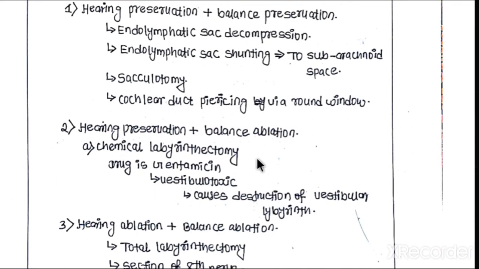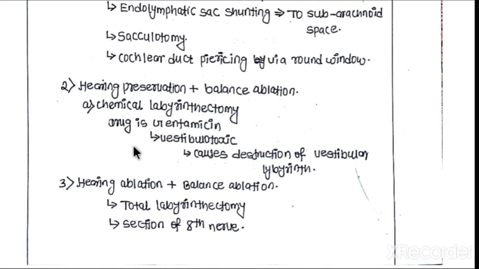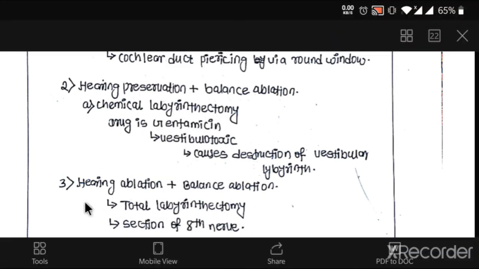Hearing preservation and balance ablation. Chemical labyrinthectomy. Drugs like gentamicin can be used, which is vestibulotoxic and causes destruction of the vestibular labyrinth. Hearing ablation and balance ablation. This is total labyrinthectomy and section of the 8th nerve.